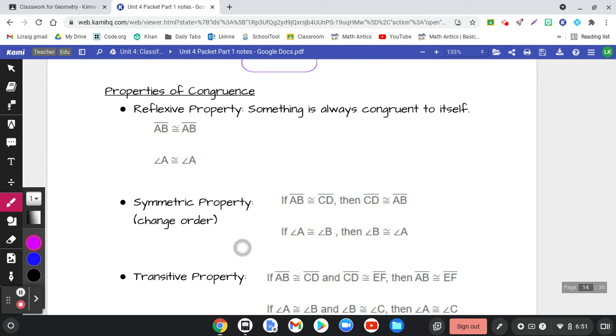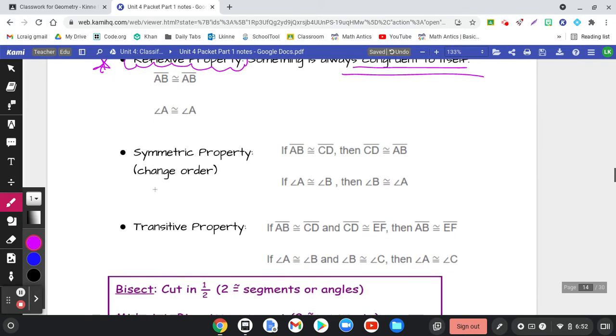The first one is the reflexive property. This is one that we will use quite a bit. I'm actually going to put a star by it. The others we don't really use anymore, but the reflexive you will see. The reflexive property basically states that something is always congruent to itself. Which you might say, well, why would I have to say that? With proofs, you have to state everything, and you'll see when we get into it. So it basically says segment or side AB is congruent to side AB, or angle A is congruent to itself.